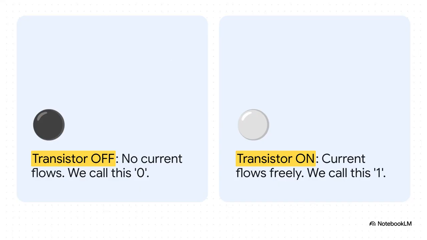And those two simple states, fully off or fully on, that's it. That's everything we need for binary code. We call off a 0 and we call on a 1. And every single piece of digital information you have ever interacted with, a photo, a song, this explainer right now, is nothing more than a ridiculously long sequence of these little switches being either on or off.